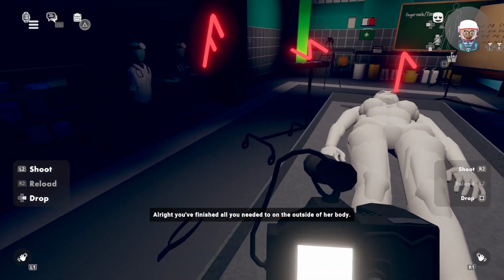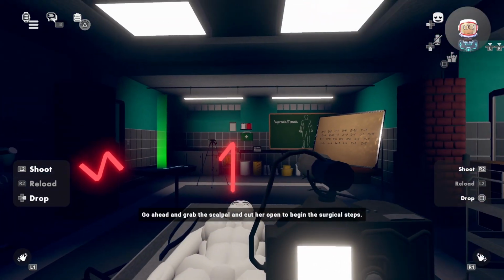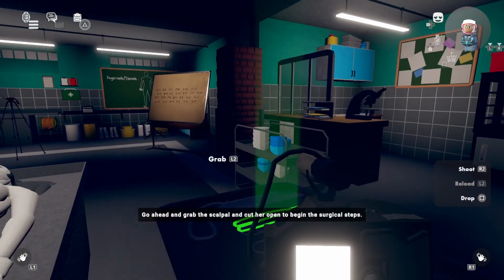Alright, you finished all you needed to on the outside of her body. Go ahead and grab the scalpel and cut her open to begin the surgical steps.